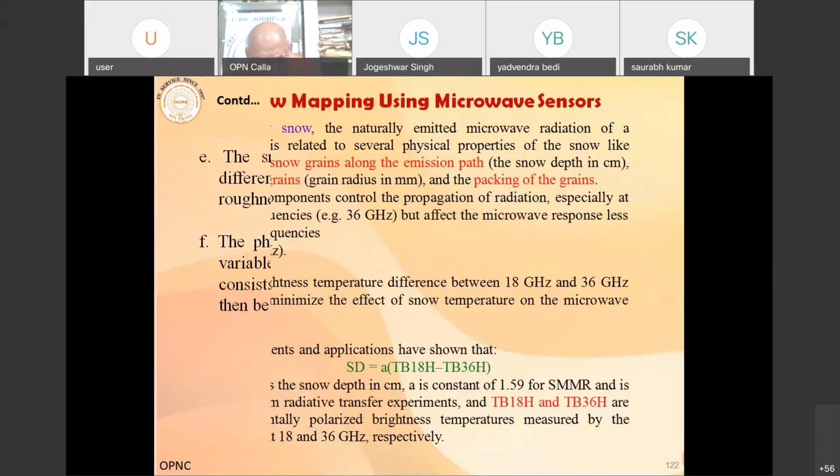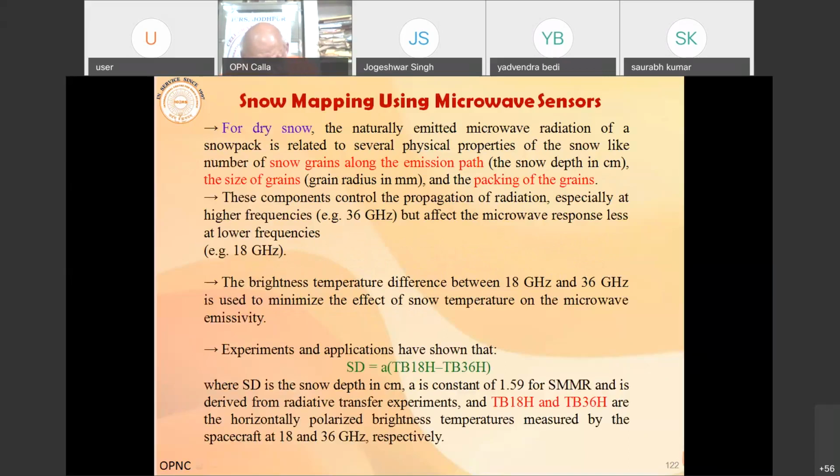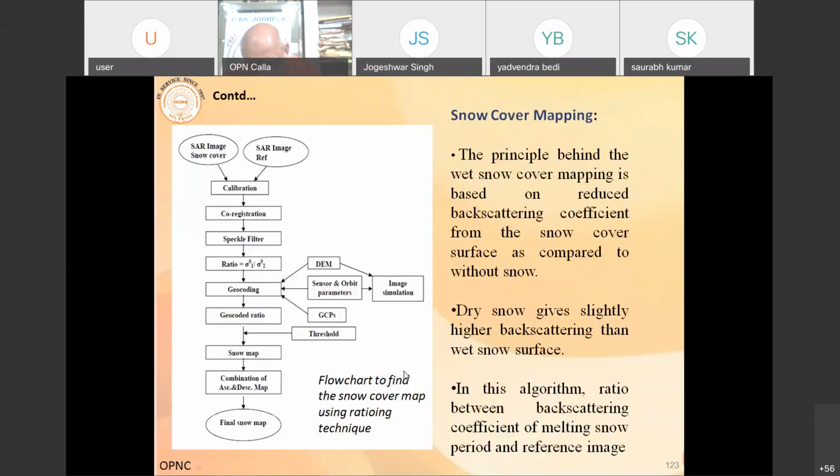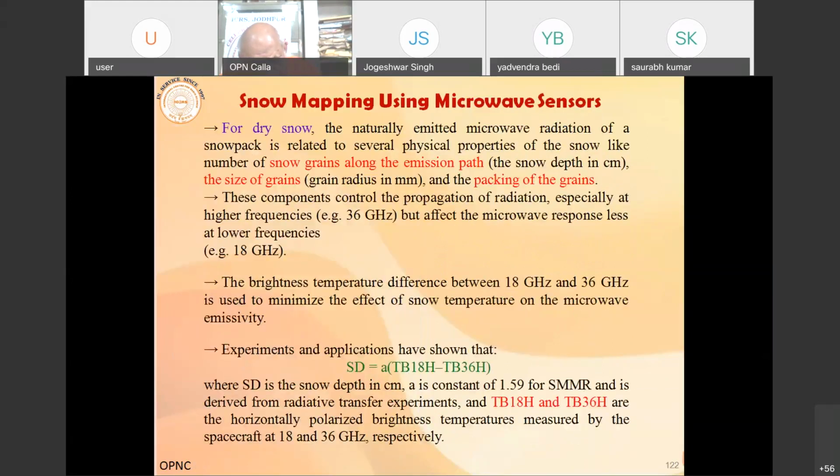Now, using microwave sensors, we are able to get the depth of snow. And the formula used was the microwave brightness temperature at 18 gigahertz and the brightness temperature at 36 gigahertz, and with a constant, which is 1.59, you are able to get the snow depth. You get the radiometer data, and from this you are able to get the snow depth.